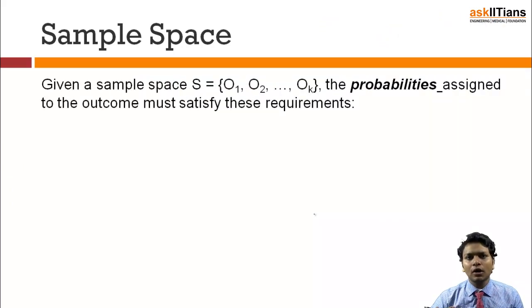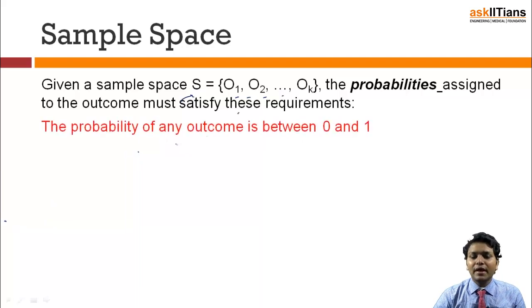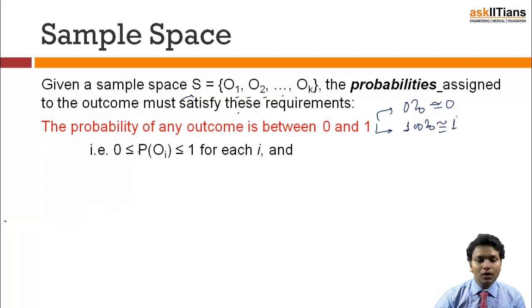So let's go a bit deeper into the probability thing from the sample space. If we are given a sample space that is O1, O2 and O3 till OK, what will happen to the probabilities that are assigned to this? So let's see what will happen. As we all know, the probability of any outcome is from 0 to 1. And how can we say that? It's very easy to understand, because if a thing is going to happen, either it may happen 0% or it may happen 100%. So if it's happening 0%, it's equivalent to 0, and if it is happening 100%, it's equivalent to 1.